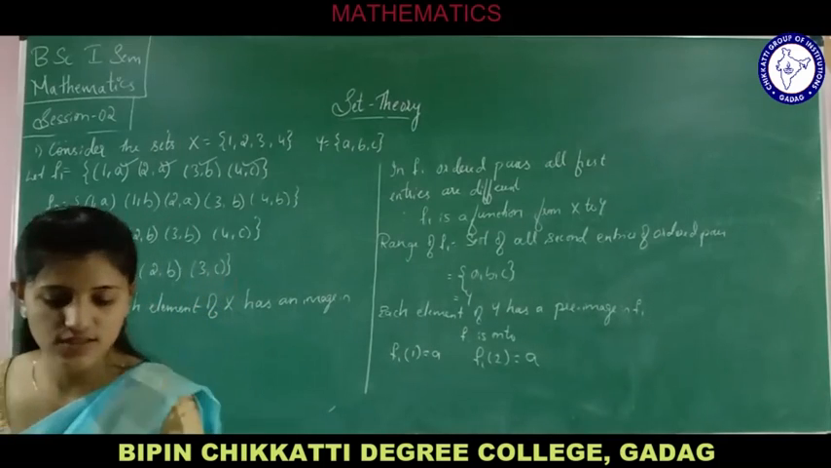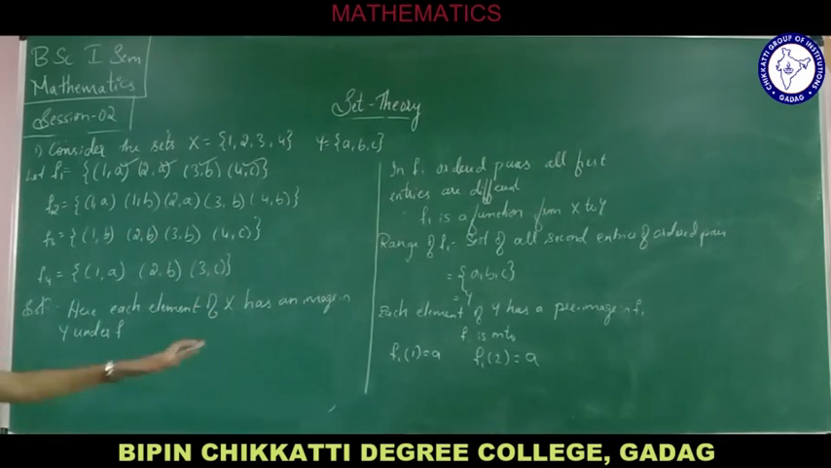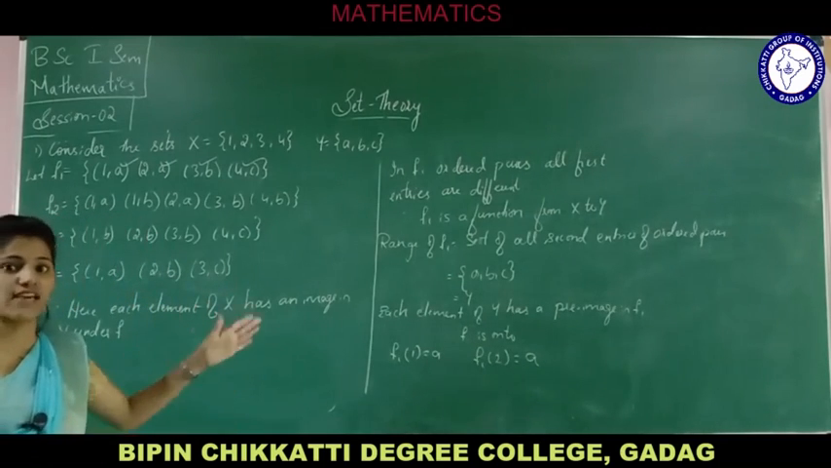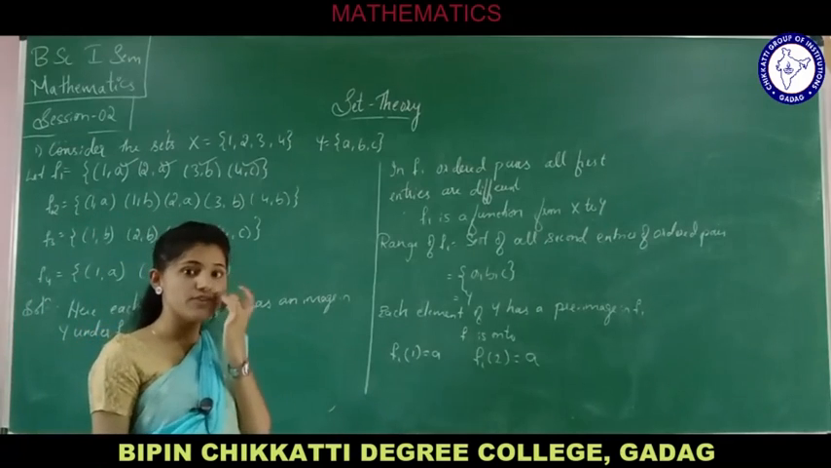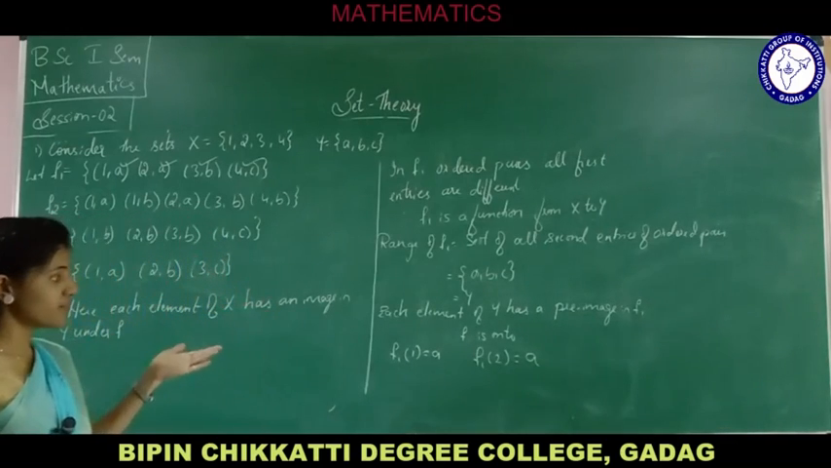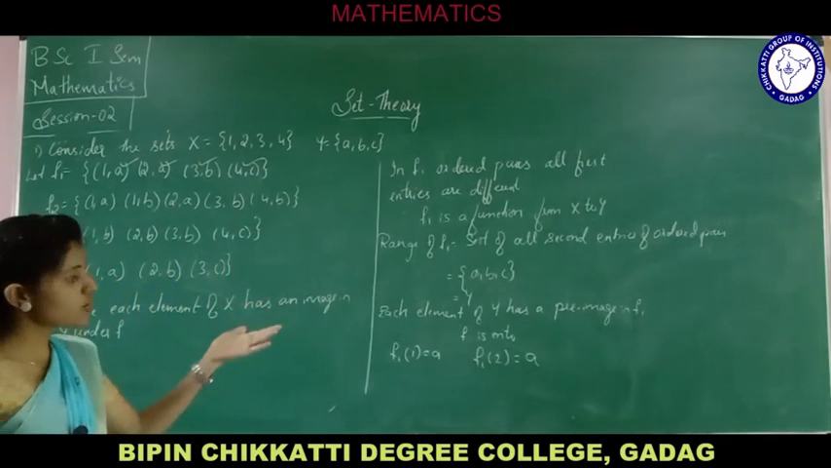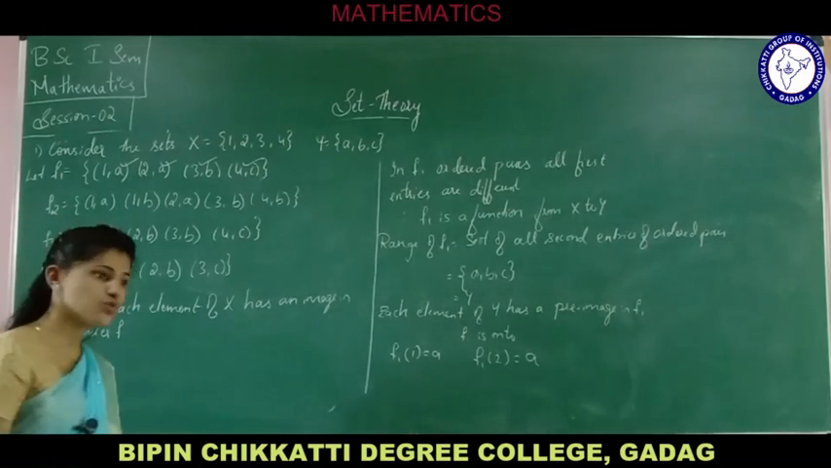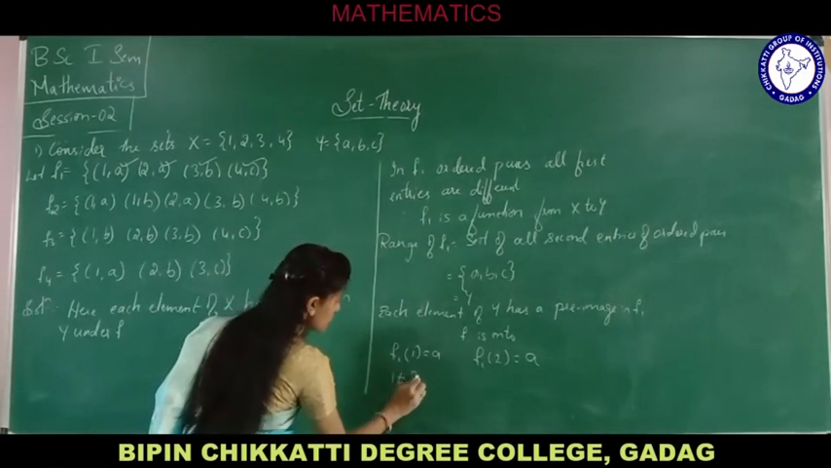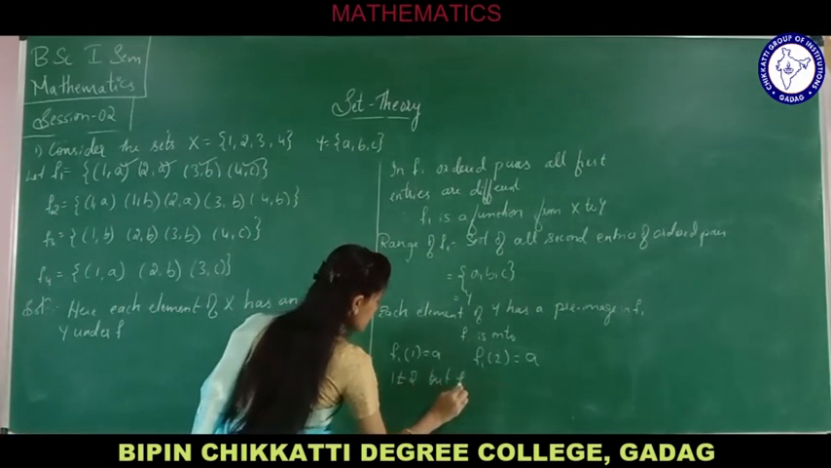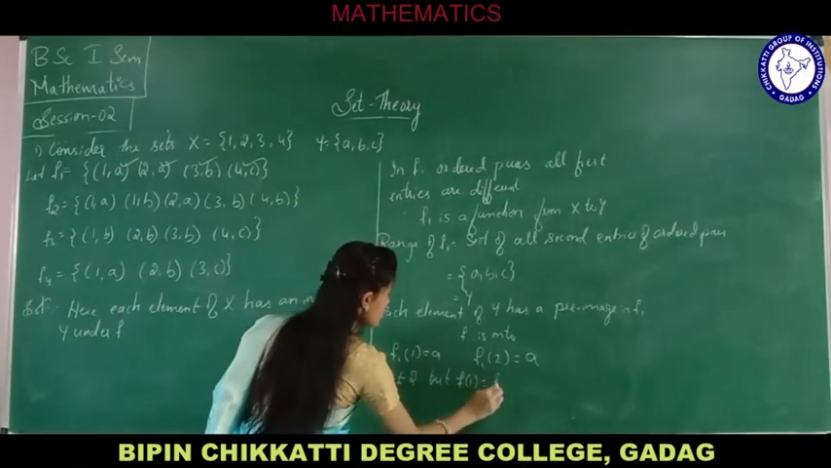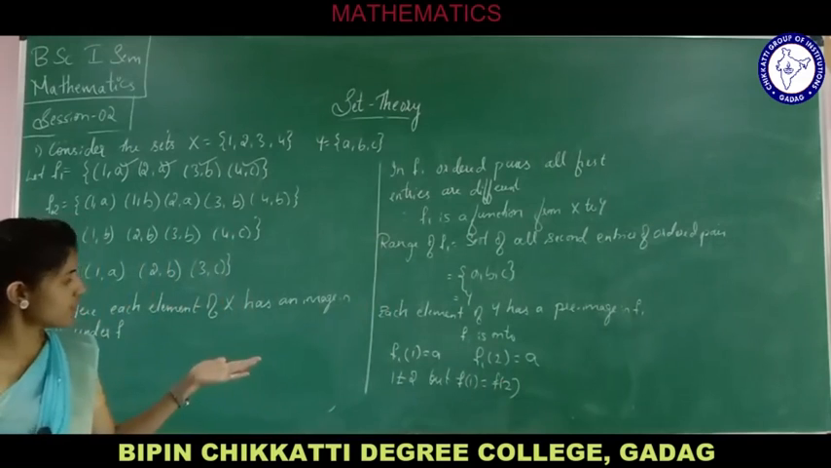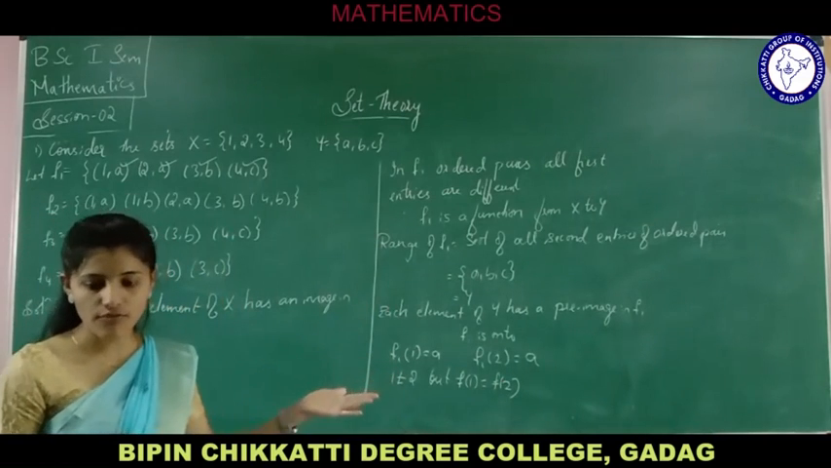That is, f1 of 1 is equal to A and f1 of 2 is equal to A. Therefore, what has happened? We were supposed to know that if f of x1 and f of x2 are equal, x1 and x2 should be unique. But what has happened here? f1 of 1 is also A, f1 of 2 is also A. So 1 is not equal to 2. Of course, 1 is not equal to 2, but f of 1 is equal to f of 2.